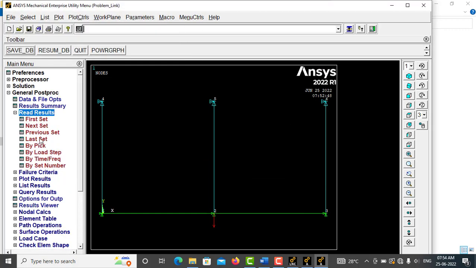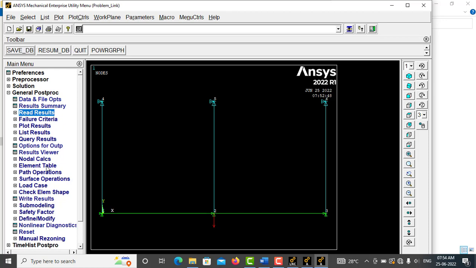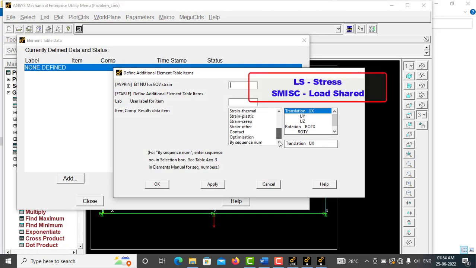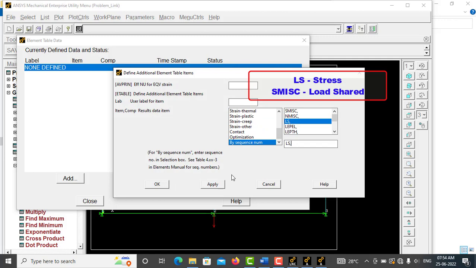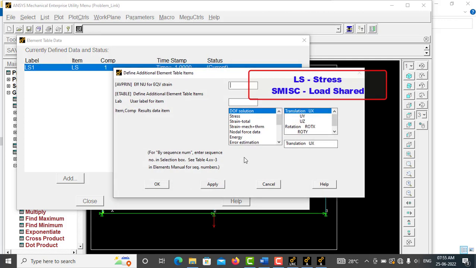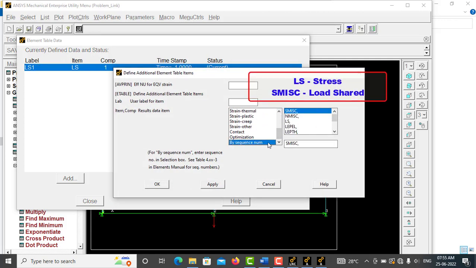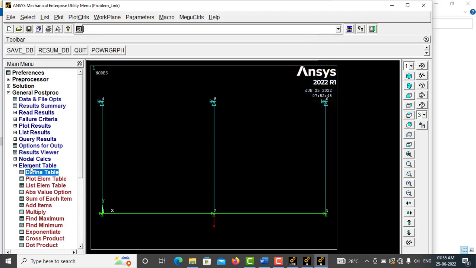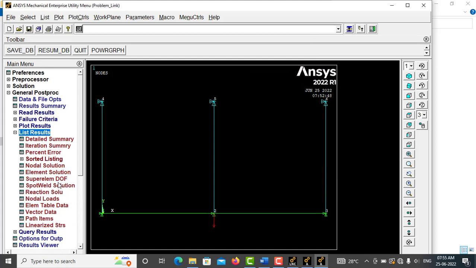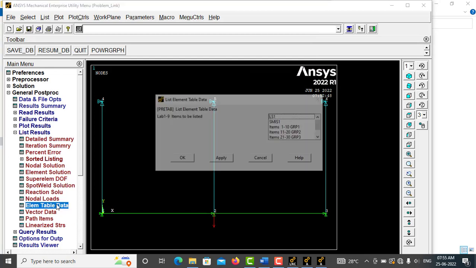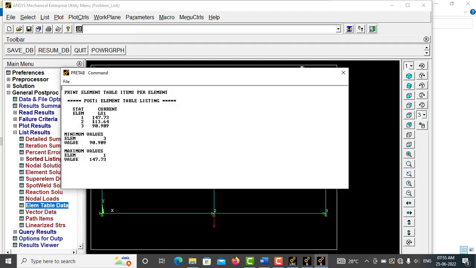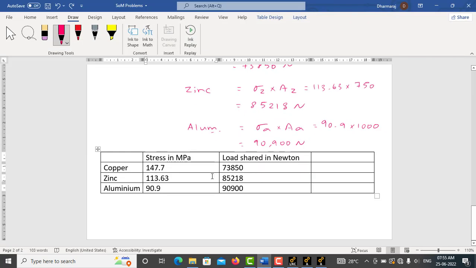So let me go to Read Results, Last Set, creating a stress result, that is LS,1, and also load share, that is SMISC,1. This is a sequence number that has to be given to extract the results. So List Results, Element Table Data, and LS1. Here we can see the stress produced in the copper is 147.7.